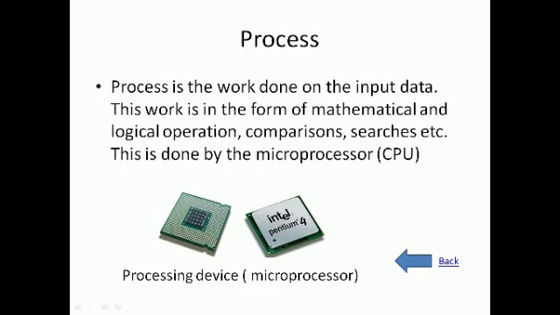Process is the work done on the input data. This work is in the form of mathematical and logical operations. Logical operation means some value checking and some decision making. Then comparison, that is less than, greater than, etc. Then searches, searching for some data inside the computer. This is done by the microprocessor. Here you can see the microprocessor chip.